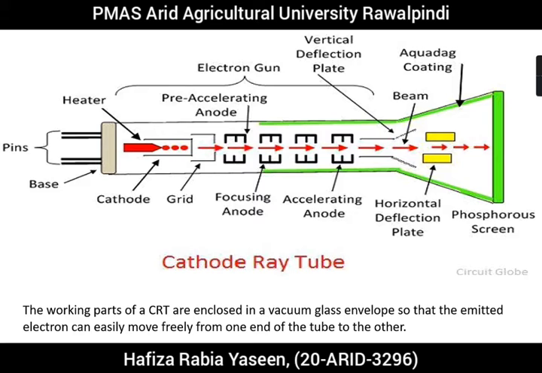The working parts of CRT are enclosed in a vacuum glass envelope so that the emitted electrons can easily move freely from one end of the tube to another. You can see here.